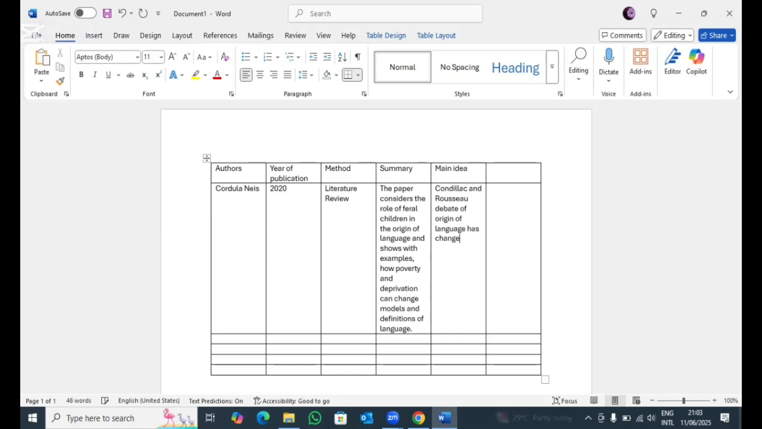Has changed due to the contribution of feral children from poverty and deprivation. Okay. So do we understand this? So then you can also have a conclusion if you want, but the conclusion is almost similar to what I have here, right?